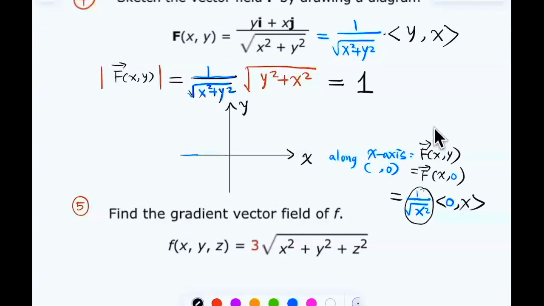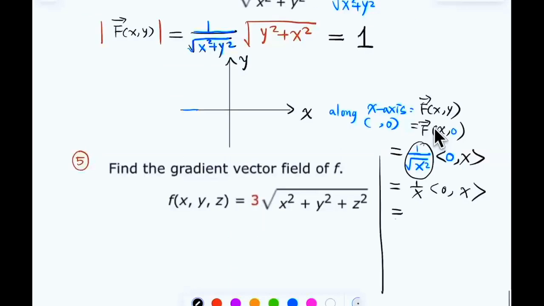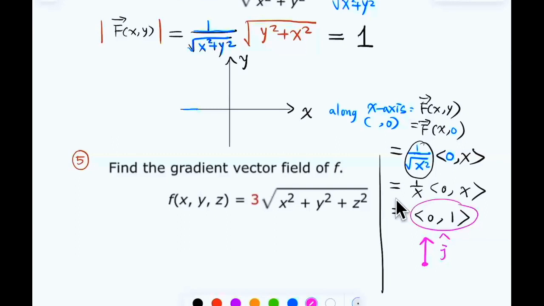This one here is just 1 over x, right? So simplifying here, this is going to be 0, comma 1, right? So along the x-axis, all the vectors will be 0, comma 1. How does the 0, comma 1 vector look? It doesn't go left and right, it only goes up, like this, right? So this is the j vector. So along the x-axis, it's going to be like this all the time.